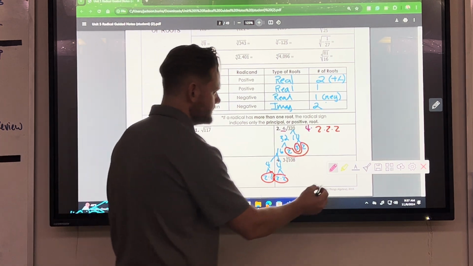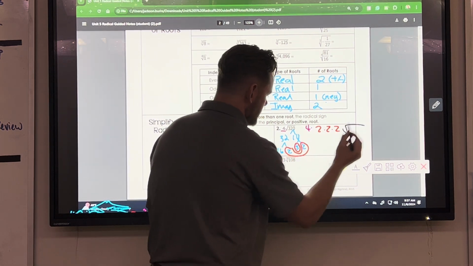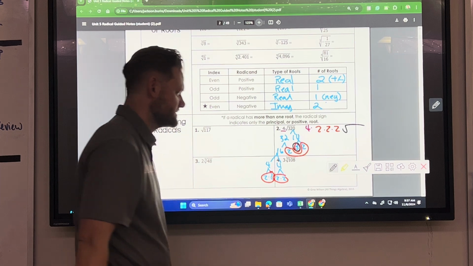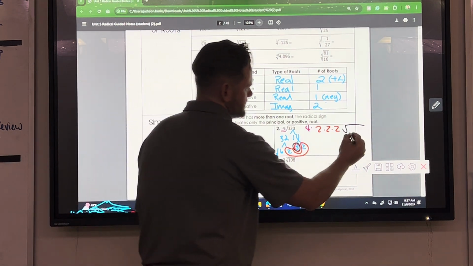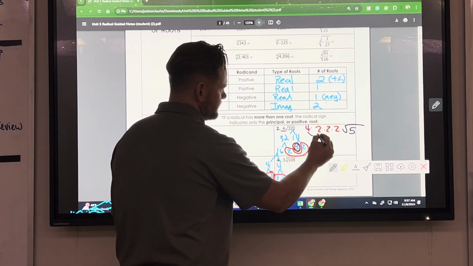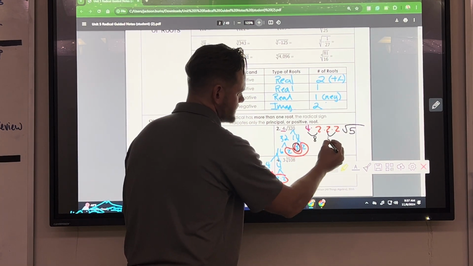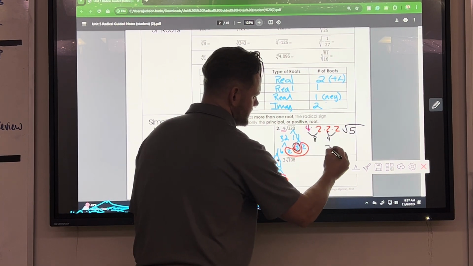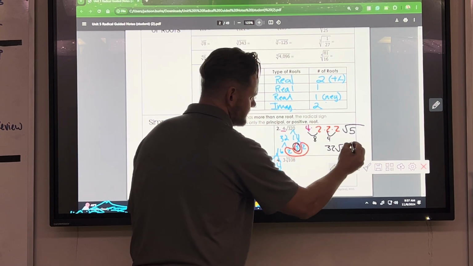And what is left under the radical? Well, it was that 5 right there. So we're going to have a 5 here. When I multiply that all together, 4 times 2 is 8, 2 times 2 is 4. So I get 32 root 5.